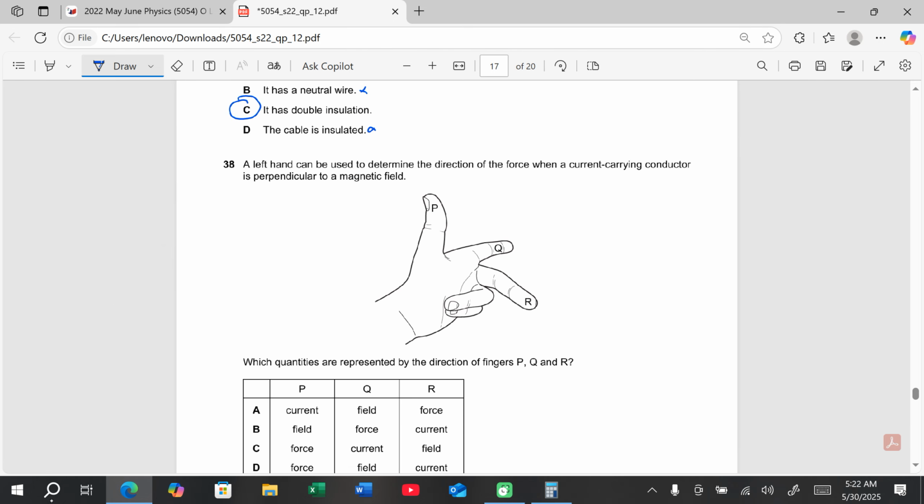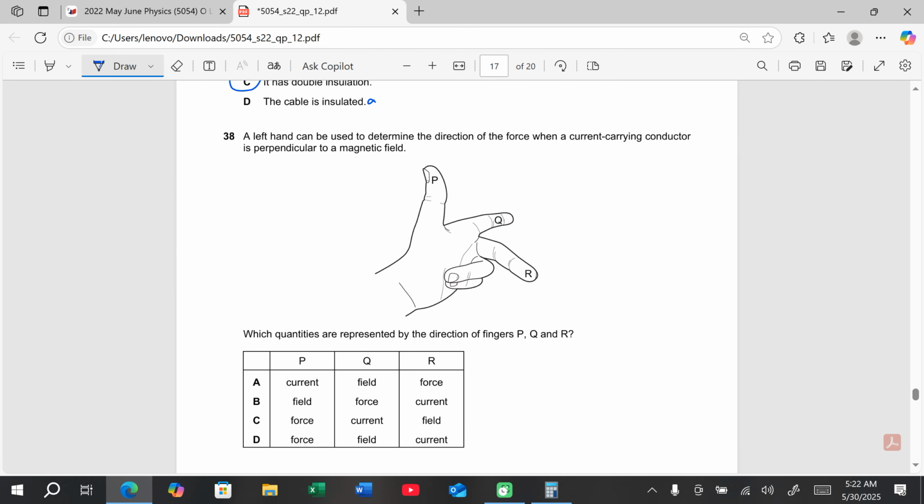Left hand can be used to determine the direction of the force when the current carrying conductor is perpendicular to the magnetic field. Which quantity is represented by the direction of fingers P, Q and R? This one is the index finger. It will always be representing field. R will always be the direction of current, and P will always be the force. So that's wrong. Q is field and R is current. So it is D.